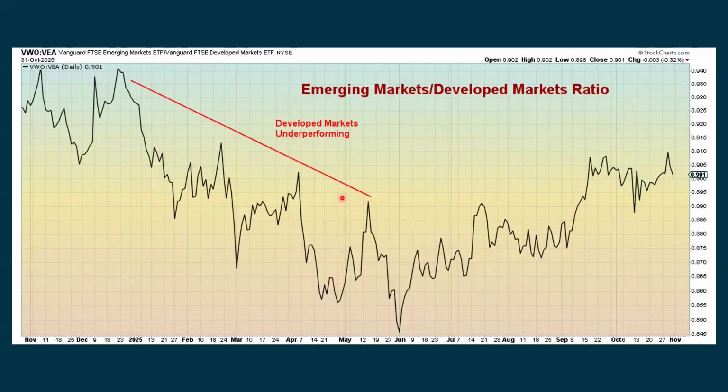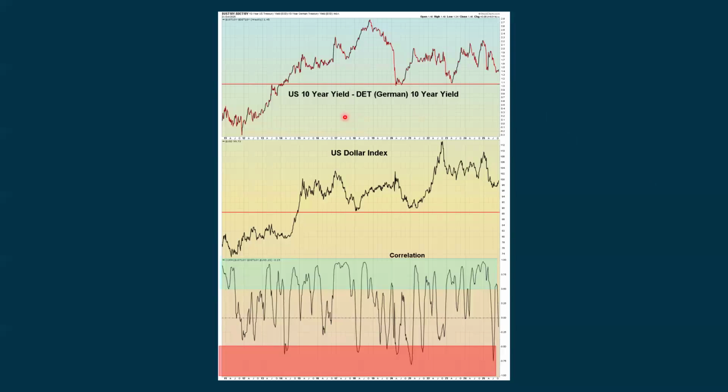And then emerging markets to developed markets, still pretty much range bound here. We were in a lower range throughout the summer, then we kicked up into a higher range, not really showing any conviction there. And then the US 10-year yield, and we subtract the German 10-year yield. Because US rates are higher, we get a positive result. And then, believe it or not, we plot the US dollar index down here, and then we do a correlation.